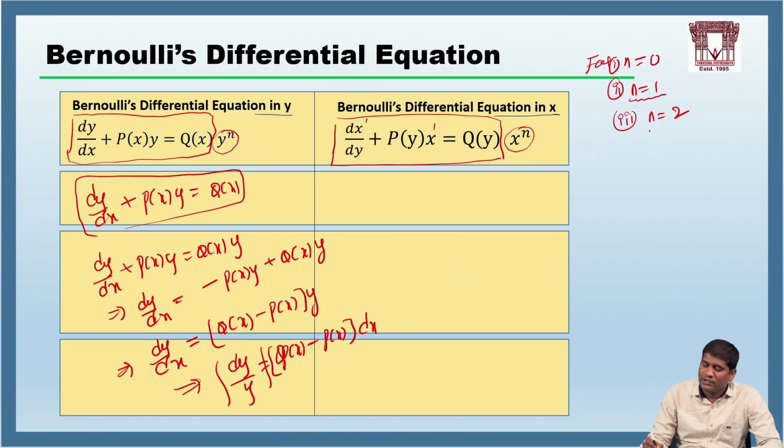Coming to the third case, n not equal to 1, that means n is equal to 2, 3, 4 and so on.